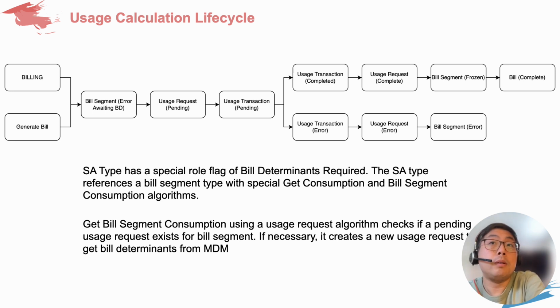The get bill segment usage request algorithm checks if pending usage exists for the bill segment. If necessary, it creates a new usage request that gets bill determinants from MDM.